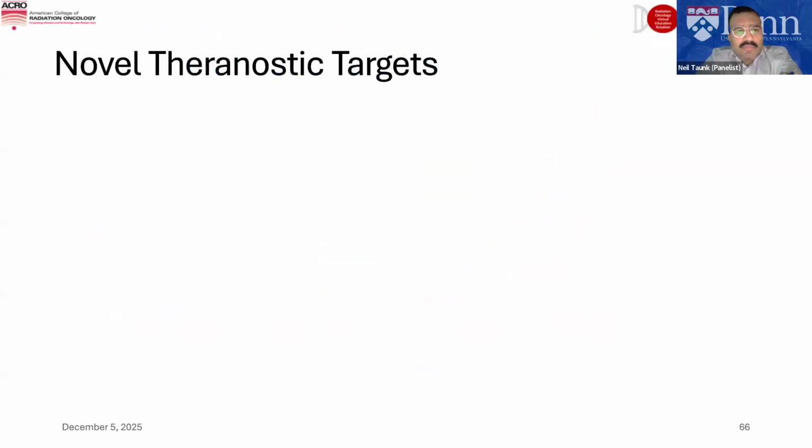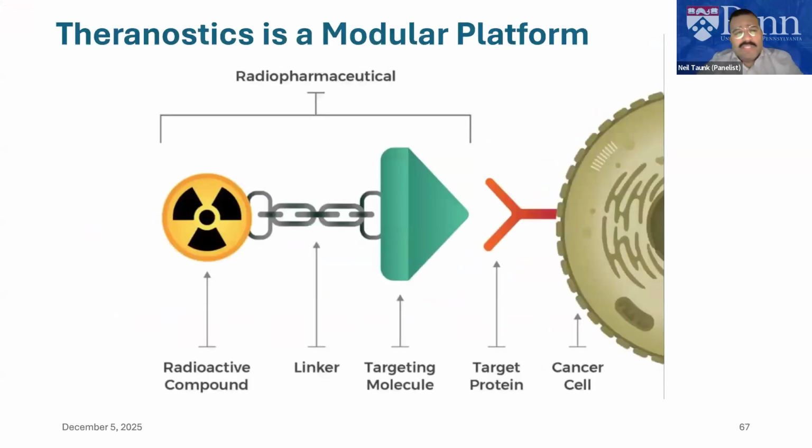One more. So now we'll dive into some novel agents. So Dr. Keese had briefly touched upon this, that theranostics is a modular platform. You can take any radioactive compound, or really there's a select few that are important. You have to attach it to something using a linker, a targeting molecule that could be an antibody, minibody, peptide, or small molecule. That complex attaches to a target protein that's on a cancer cell or a non-cancer cell, for example, in cancer-associated fibroblasts. But this is a completely modular platform.